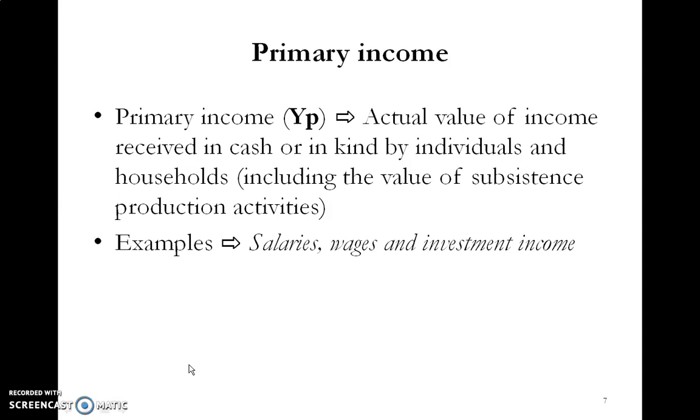The first step to understanding the conceptual framework linked to Bromberger is to distinguish between primary income and secondary income. Primary income, denoted by YP, can be described as the actual value of income received in cash or in kind by individuals and households. This includes the value of subsistence production activities, for example, people who grow their own fruit and veg to eat. Other examples include salaries, wages, and investment income.